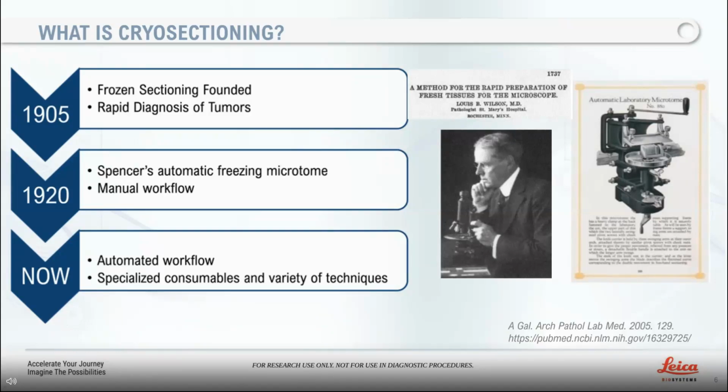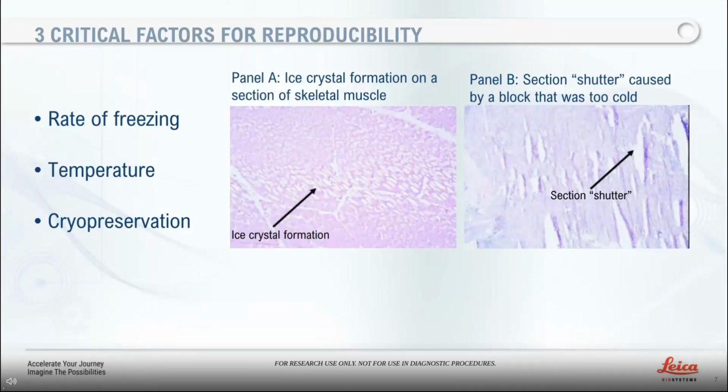Currently, we have a wide variety of options available, from manual to automated cryosectioning. Several labs have developed specialized techniques for different fields to enable a faster workflow and a high-quality throughput. But even though there are many techniques for cryosectioning, they still all must share the same goal: reproducibility. And with cryosectioning, reproducibility can be a challenging task. There are at least three main factors that contribute to reproducibility. For me, those are rate of freezing, temperature, and cryopreservation.